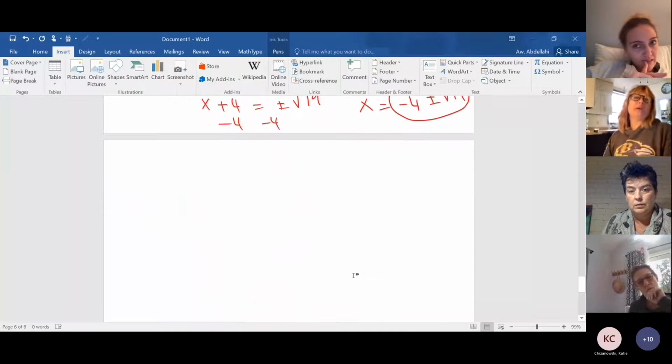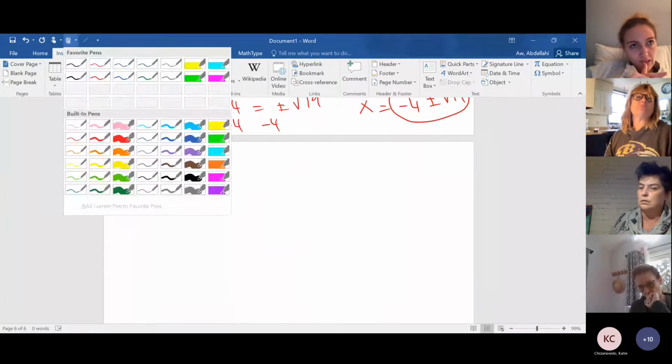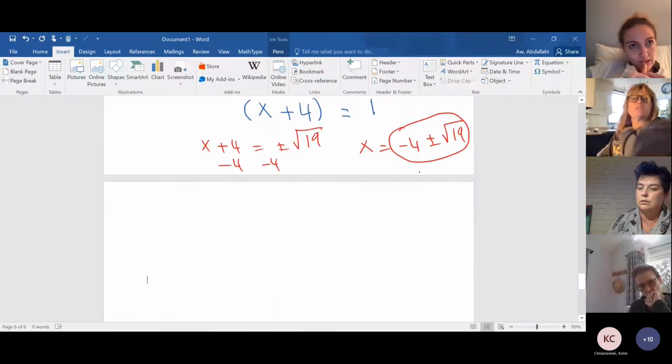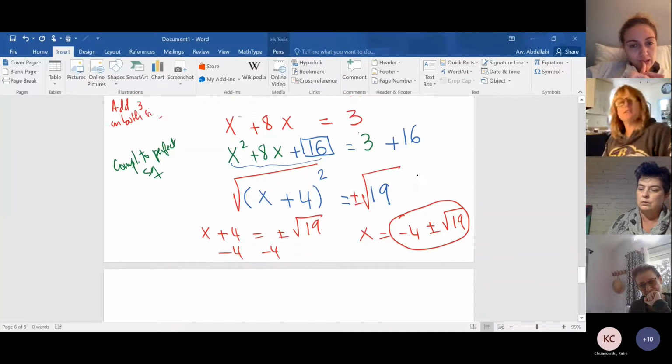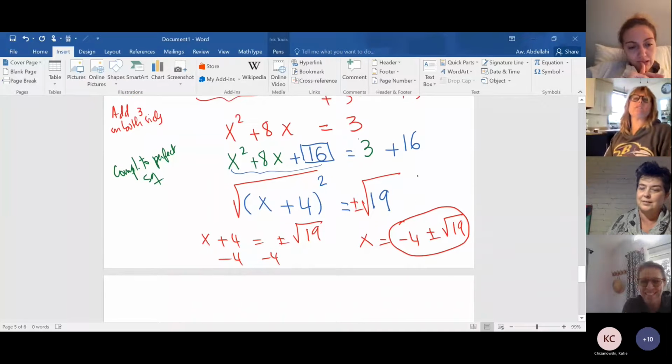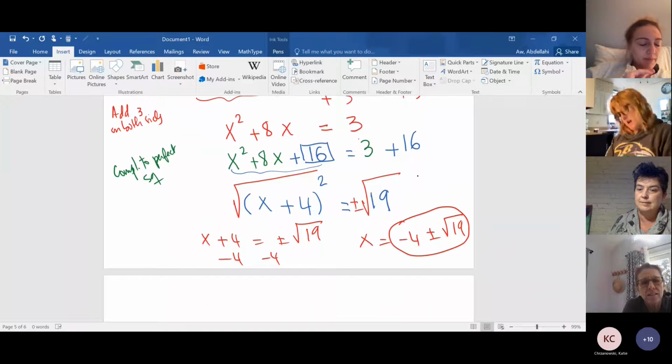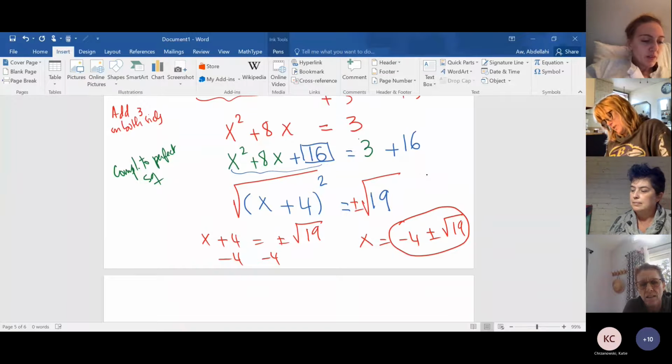So let's do. Oh my gosh, wait, slow down. This is a lot going on here. Yes, go ahead. Getting really messy. What step do you want to see? Okay, I just need to slow down. Okay, bring the 4 over, so it's minus 4, and then either plus or minus square root of 19. Oh boy.